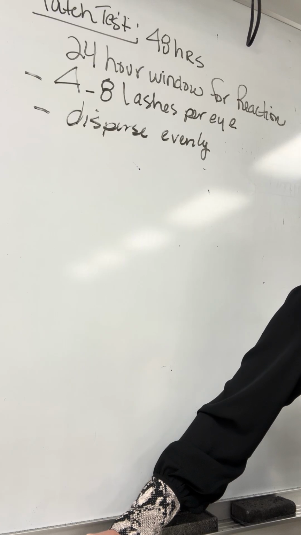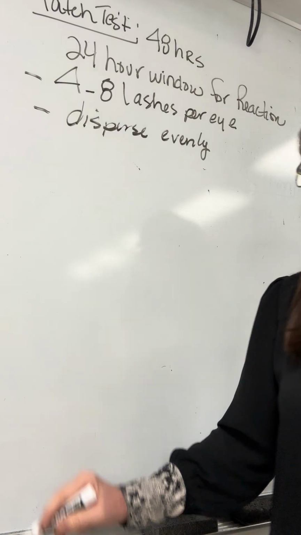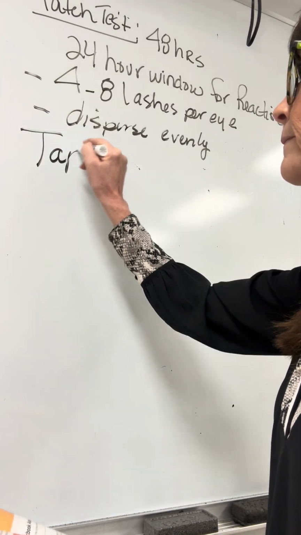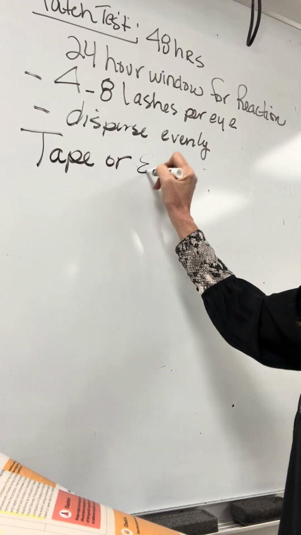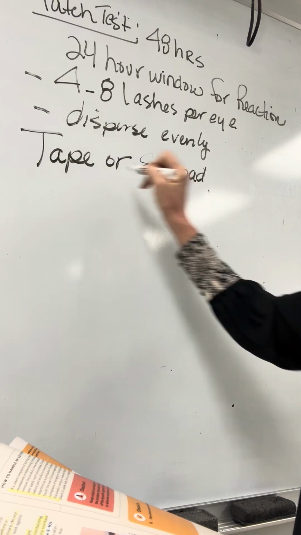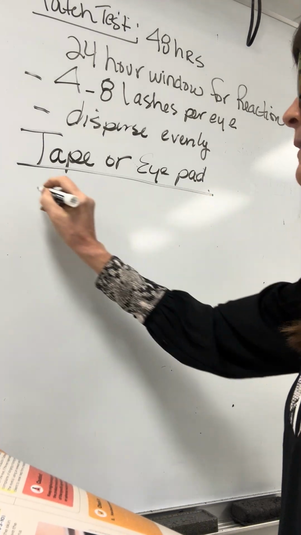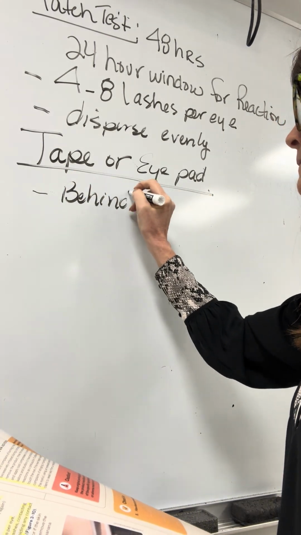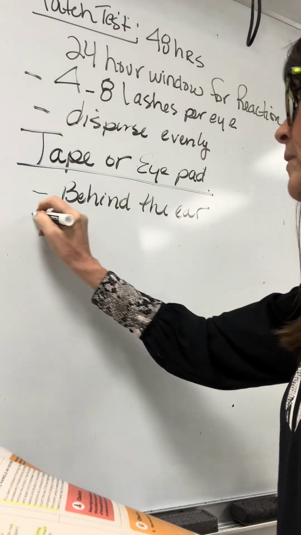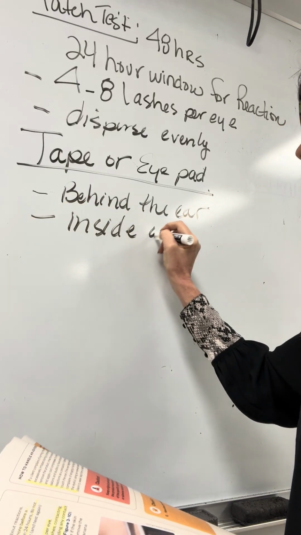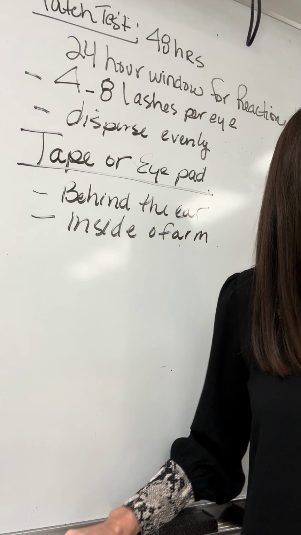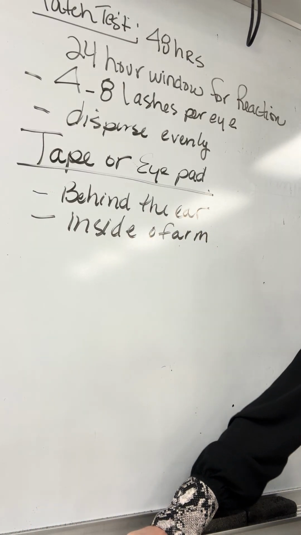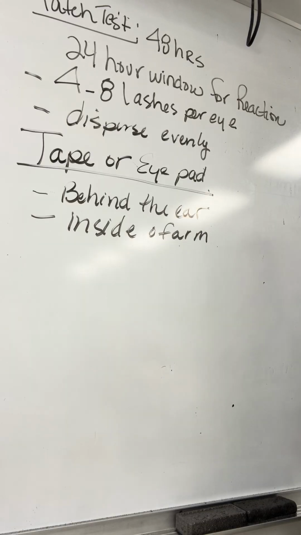Taping. Apply the product behind the ear or the side of the arm and wait 24 hours. The eye pads. Apply the product behind the ear or the inside of the arm and wait 24 hours. So if you're going to use tape or the eye pad, do behind the ear or inside of the arm, just like you would with hair color. How to handle an adverse reaction.